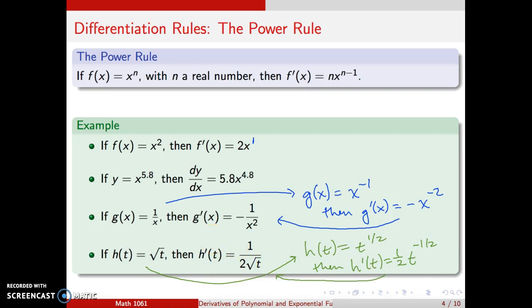All right? So just want to get comfortable with that rule. It's really, really useful, really important. We use it a lot. So that's one to commit to memory sooner rather than later.